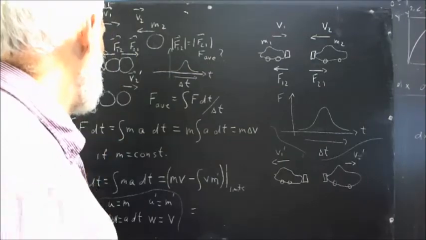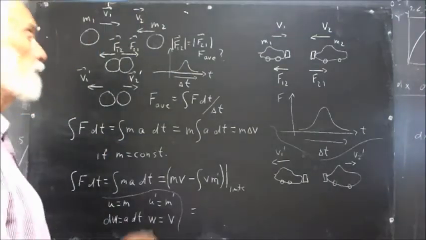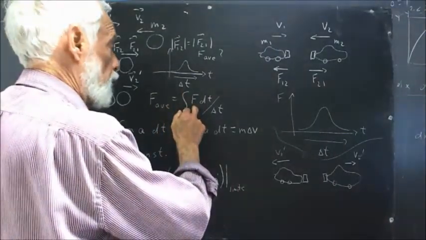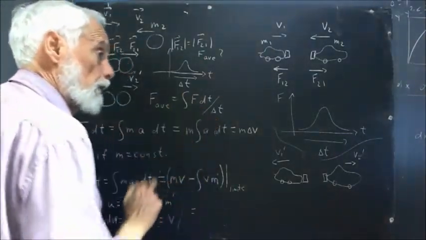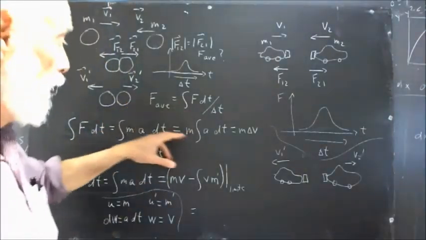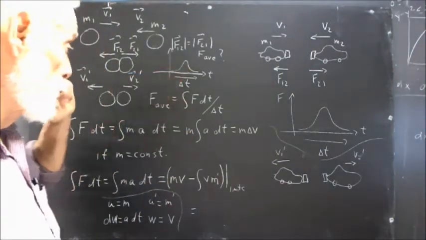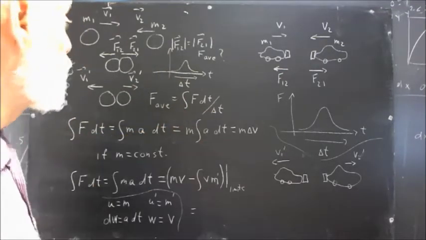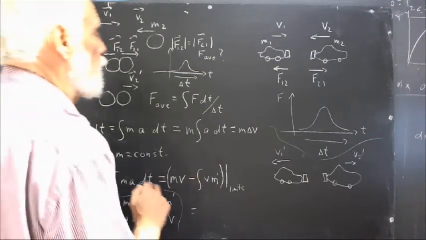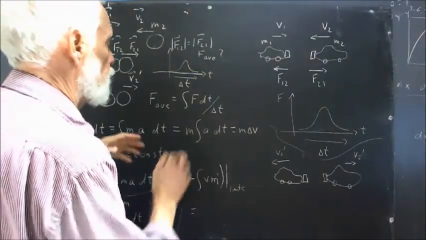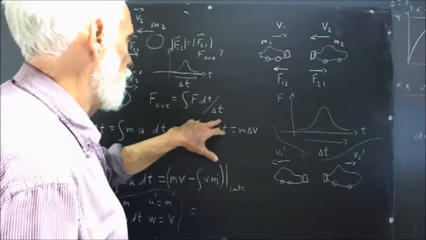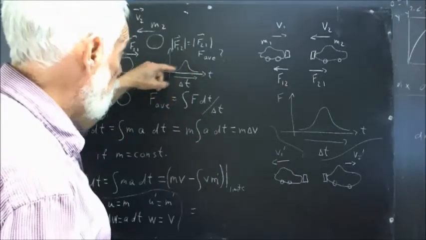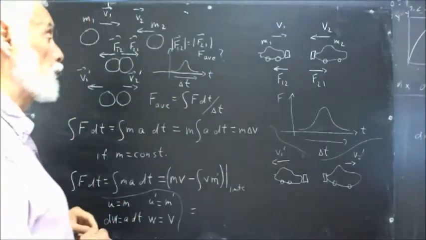We ask, what is F average? What is the average force? Well, the average of any function is what you get when you integrate that function and divide by the length of the interval over which you integrate it. So the time average of the force, which is the one we're interested in here, is just the integral divided by delta T. The result being that the average force multiplied by delta T is equal to the integral of F dt. Now, the integral of F dt is equal to the area under this force curve.